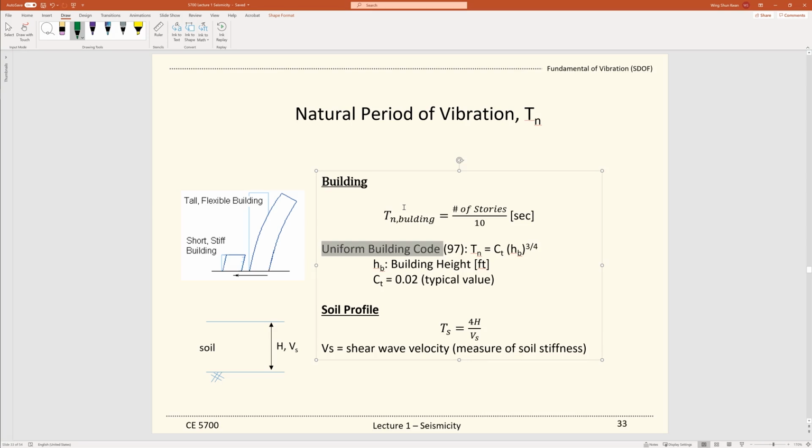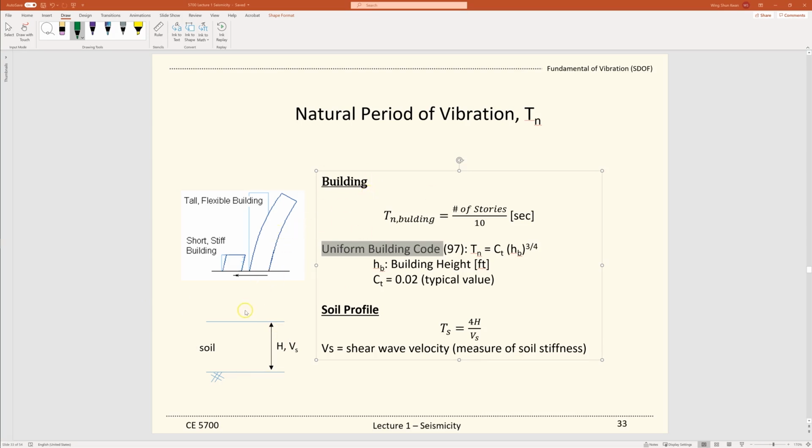For soils, there's also a quick way to estimate the lateral period. It equals 4 times the thickness of the soils divided by the shear wave velocity. So assume this is a homogeneous soil with one VS value, we can estimate that. So now we have some quick estimates of the soils and buildings.